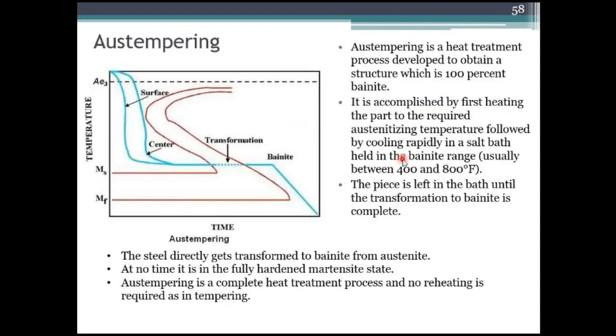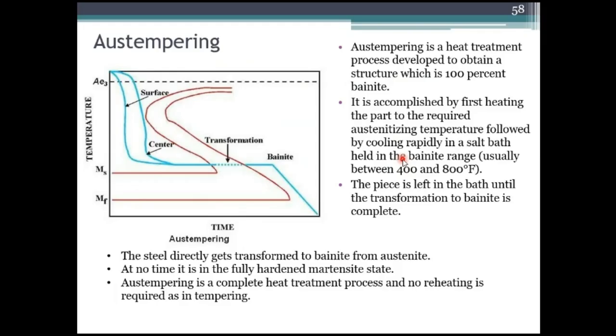Okay. So austempering is another type of heat treatment process. Here in the austempering process, what we will be doing is developing a structure which will be completely 100% bainite.